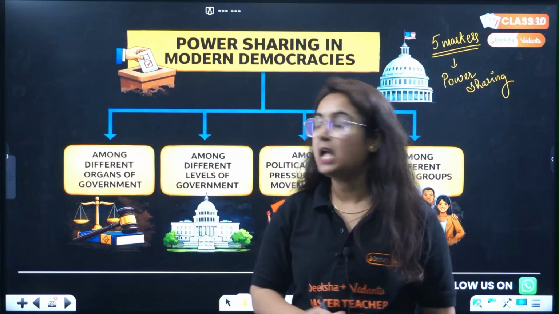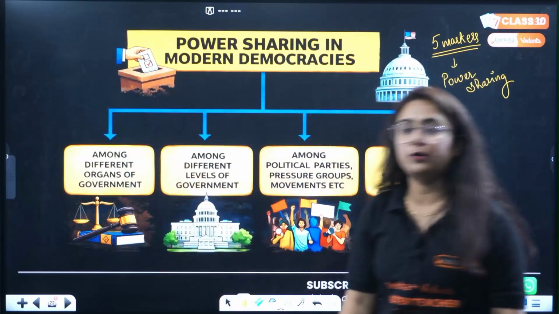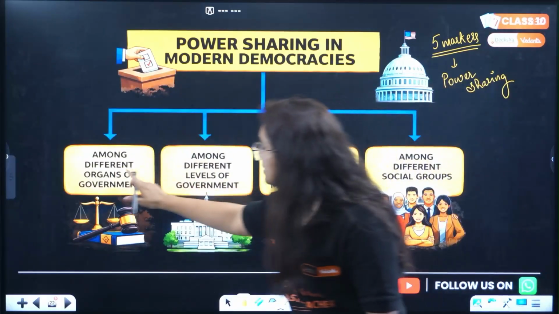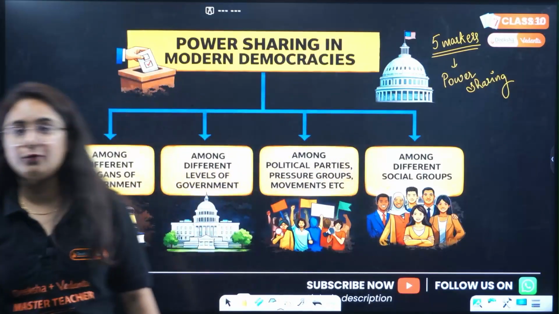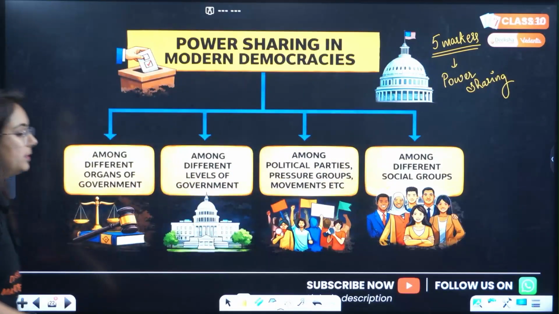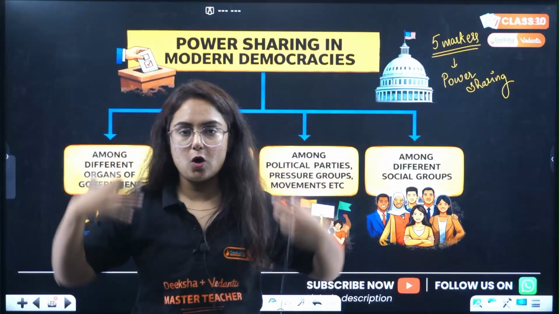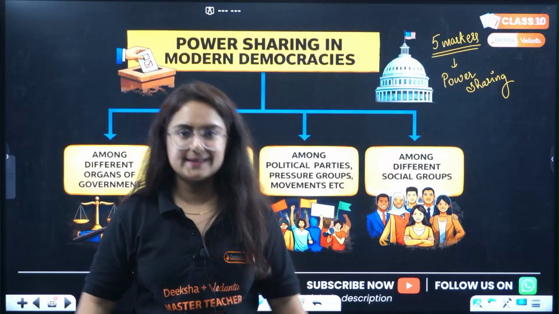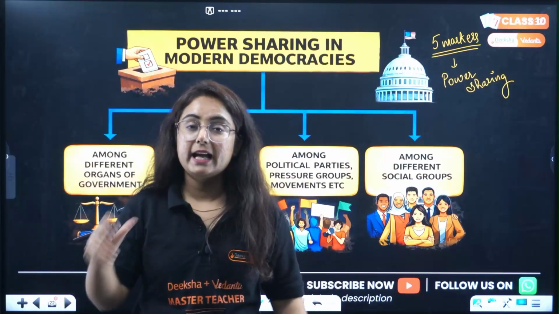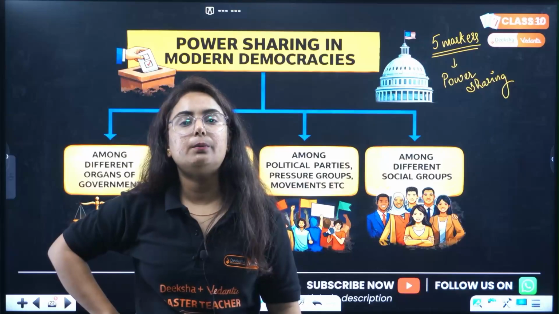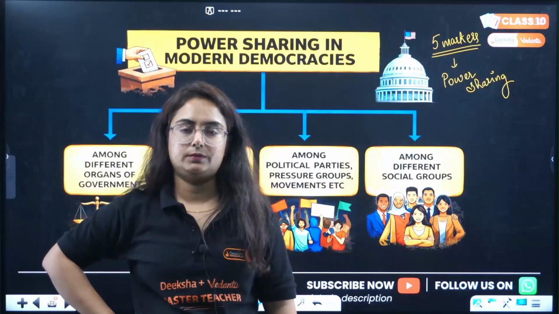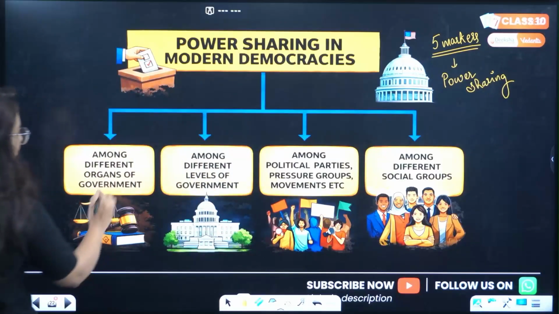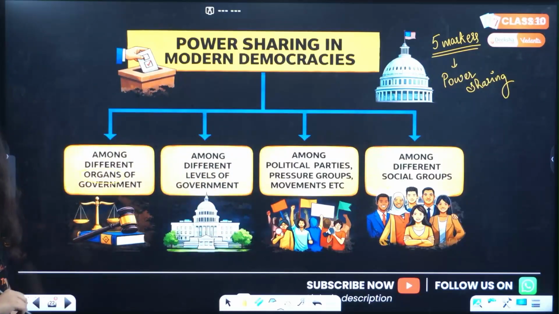First point, among different organs of government, right? Take out your pen, pencil, a lot to write, right? First is among different organs of government. Organs, right? What happened? We have a body. We have different organs in the body. Hands, limbs, legs, eyes, ears. Every organ has a different role, function. Similarly, whenever there is a government, we divide it into different organs.